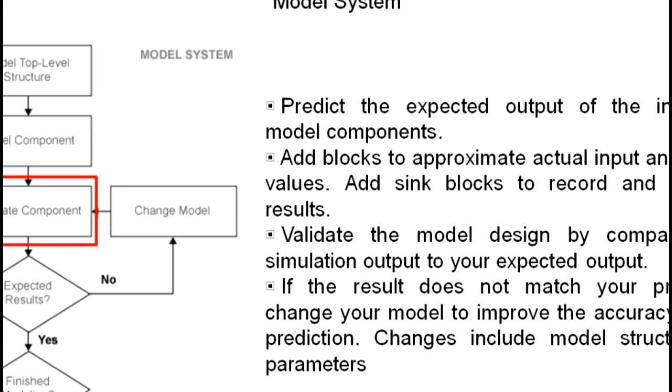So third is the simulation of the components. We predict the expected output of the integrated model components. We add blocks to approximate actual input and control values. We add sink blocks to record and visualize data, where we add scopes and other visual tools to analyze the data. We validate the model design by comparing the simulation output to our expected output. And if the result does not match our prediction, we change our model to improve the accuracy of our prediction. This change may include changes at the model structure level, parameter level, or even at the constants level.